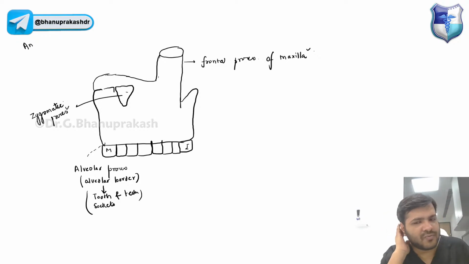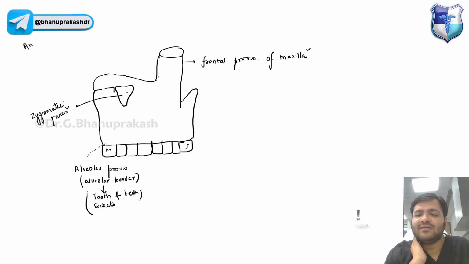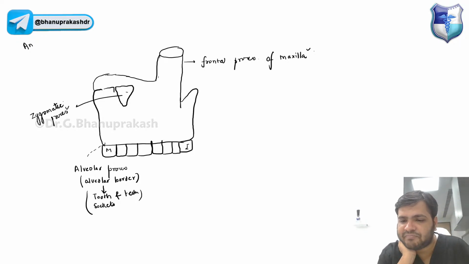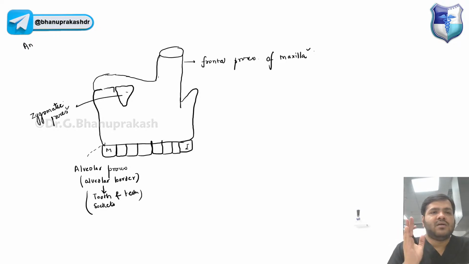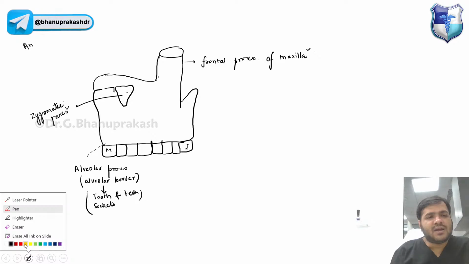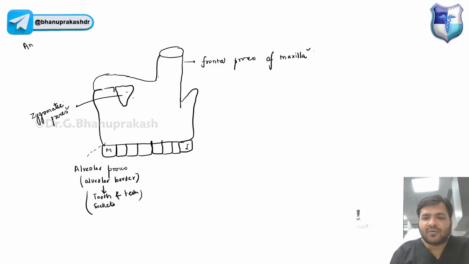Okay, is this clear to everyone? You know the basic processes now, right? Now, just behind the zygomatic process, guys, we have a foramen over here, and that foramen is called the infraorbital foramen.